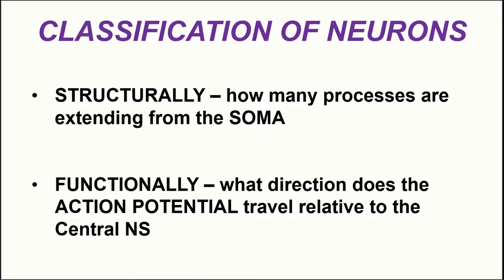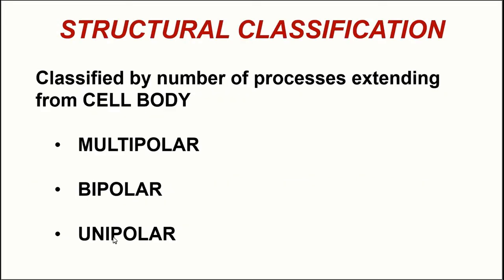Neurons are classified structurally and functionally. Structural classifications look at how many processes extend from the neuron soma, while functional classifications look at the direction that the action potentials travel relative to the central nervous system. Our main focus will be the structural classifications, but we'll also describe functional classifications as well.